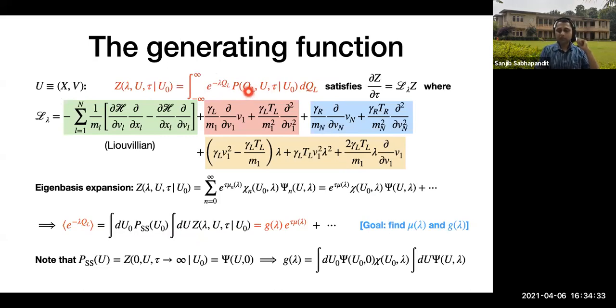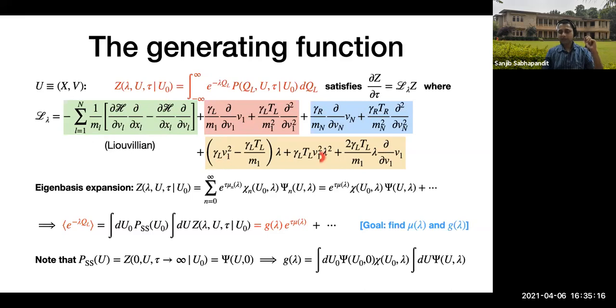Okay. So formally, the way you can do this is you can find the general joint distribution of this heat and this phase space variable, with u as shorthand for x and v. So this joint distribution, you weight it with exponential of minus lambda q. When you integrate over all q, that's the generating function. It satisfies some kind of partial differential equation. This differential operator is just the normal Liouvillean term, coming from the Hamiltonian dynamics, the Liouvillean in the phase space density. This term comes from the interaction with the left bath, and this term comes from the interaction with the right bath.